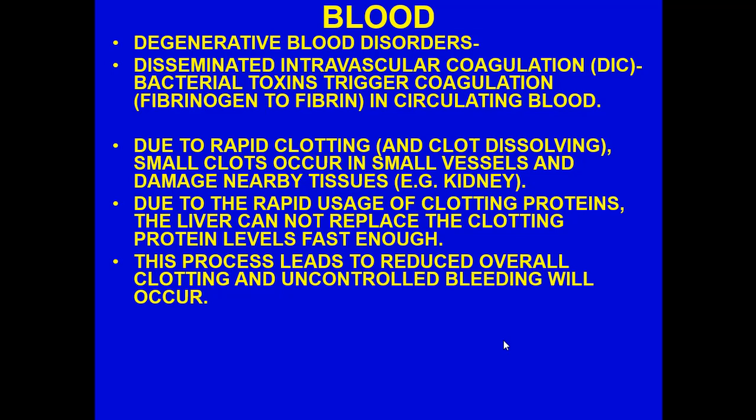One of the targets would be the kidneys. But here's the other problem. Because you've gone through this rapid usage of clotting proteins, the liver cannot replace the clotting protein levels fast enough. This process leads to a reduced overall clotting, and uncontrolled bleeding will occur.